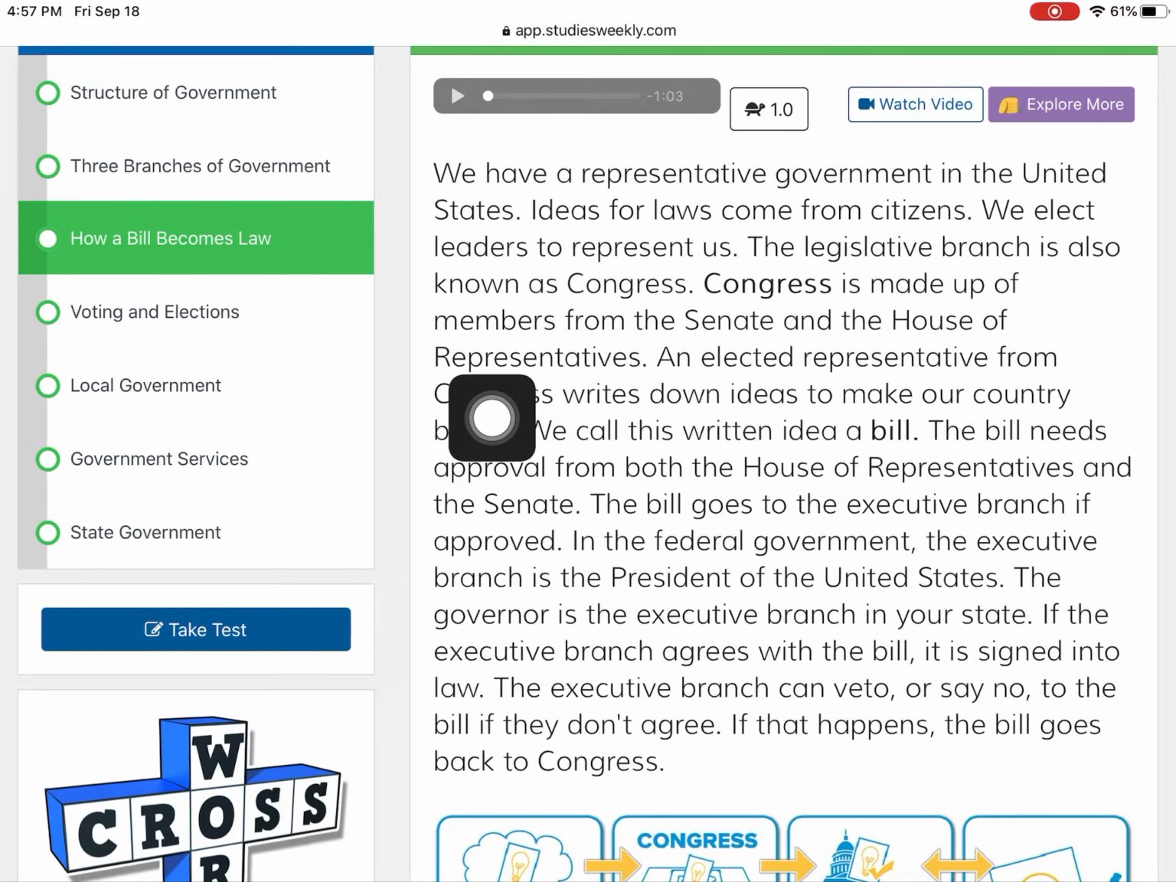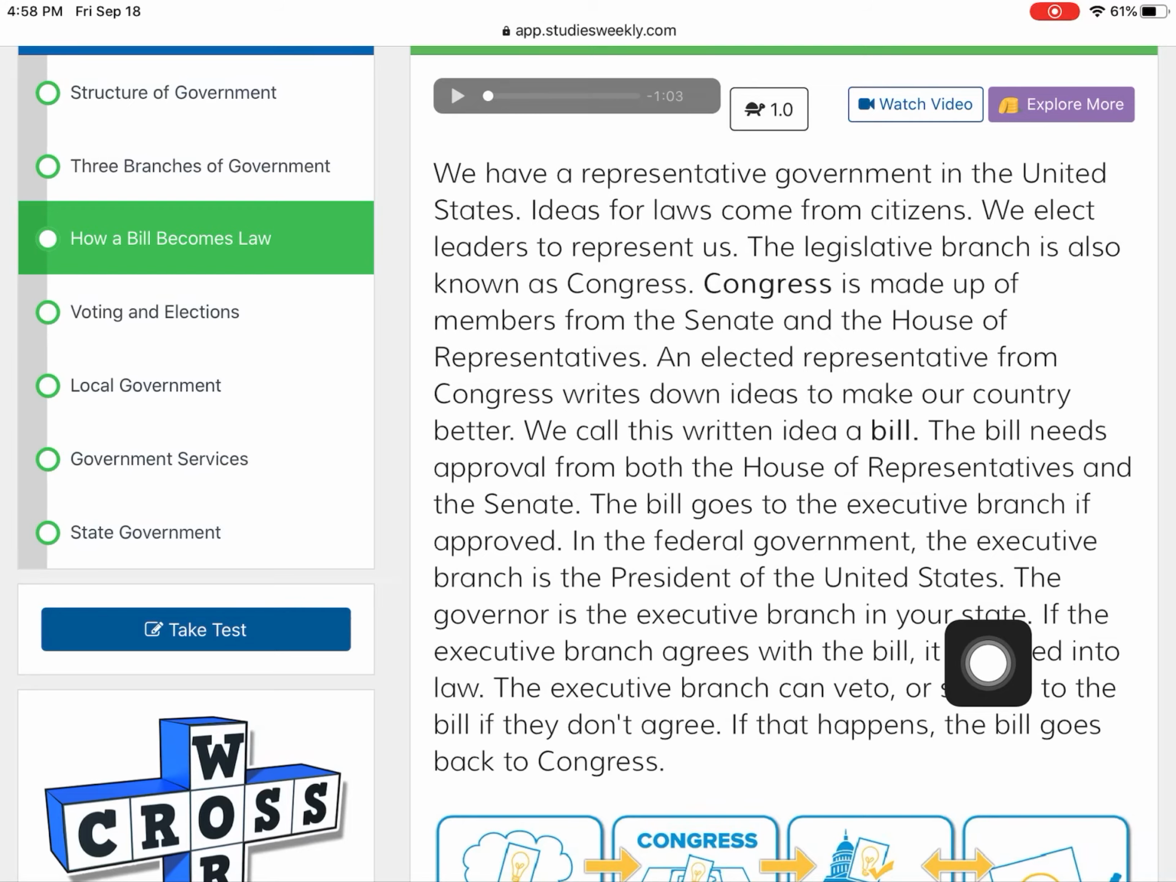An elected representative from Congress writes down the ideas to make our country better. We call this written idea a bill. The bill needs approval from both the House of Representatives and the Senate. The bill goes to the executive branch if approved. In the federal government, the executive branch is the President of the United States. The governor is the executive branch in your state.